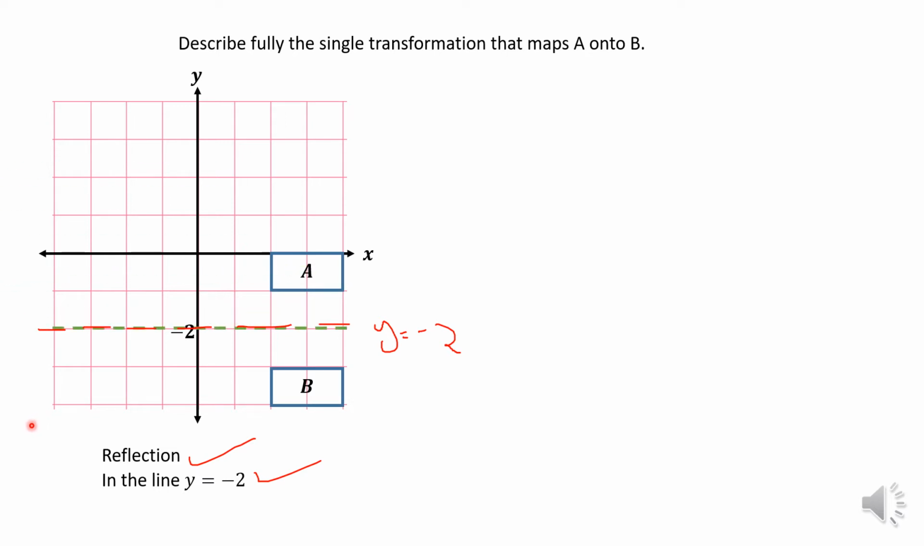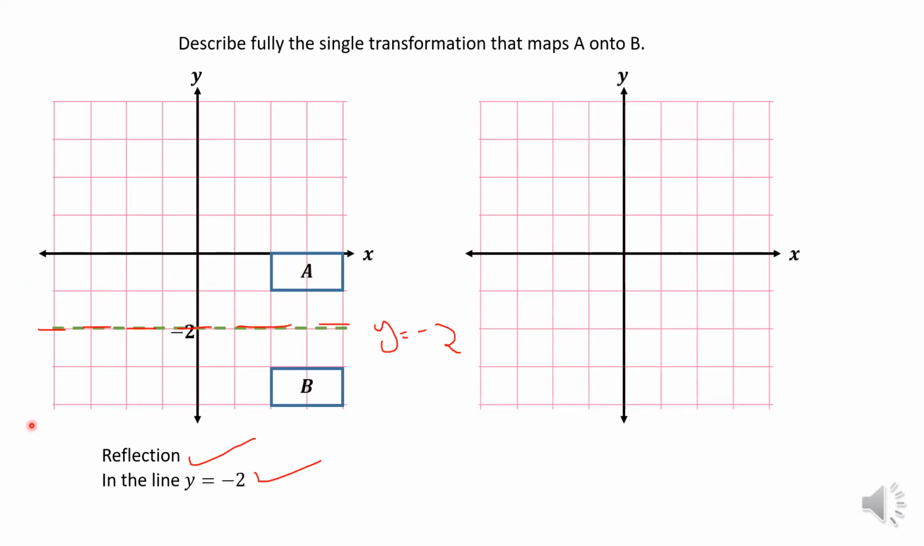Okay. The next one I'm going to bring up here is again a rectangle, A onto B. As you can see, it looks like a kind of turn, but I'm looking for the reflection.